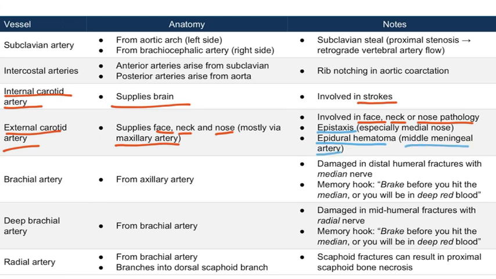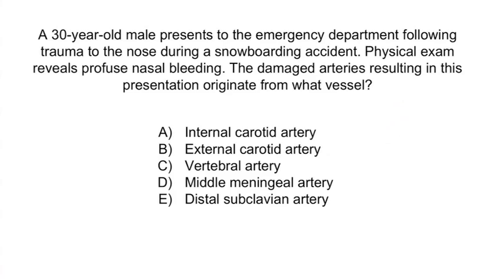Now let's do a question to apply what you've learned so far. A 30-year-old male presents to the emergency department following trauma to the nose during a snowboarding accident. Physical exam reveals profuse nasal bleeding. The damaged arteries resulting in this presentation originate from what vessel?